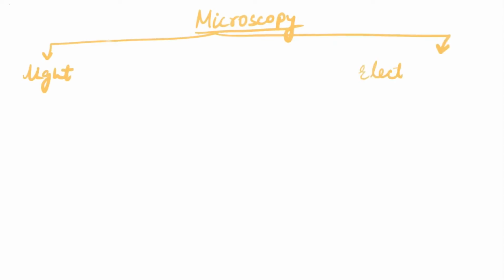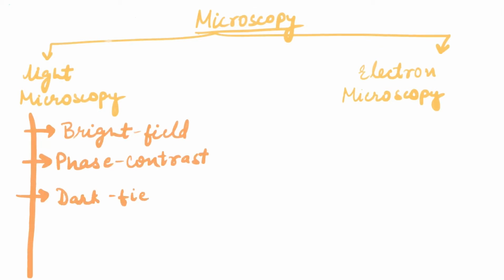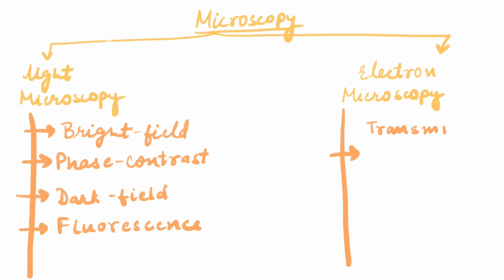First, let's discuss what is microscopy. Microscopy is examination of minute objects by means of a microscope. Microscopy is divided into two portions, light microscopy and electron microscopy. Light microscopy is further divided into bright field, phase contrast, dark field, and fluorescent microscopy. Electron microscopy is divided into transmission and scanning electron microscopy.